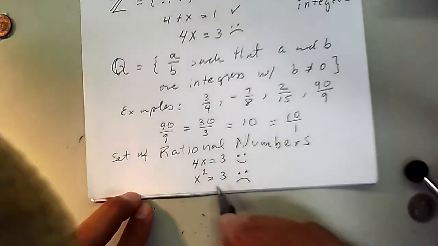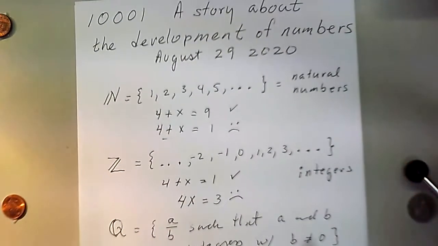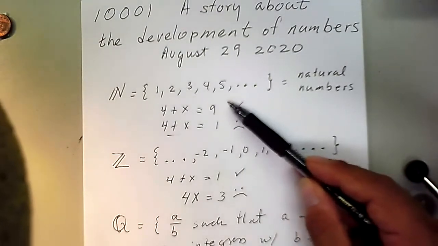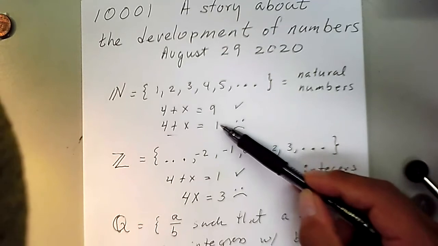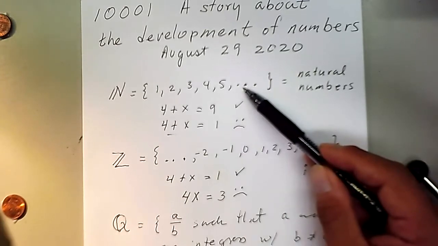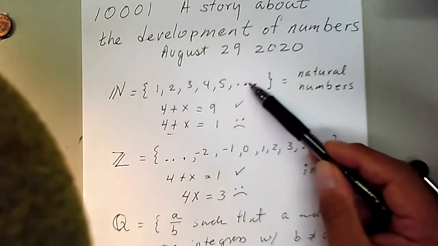We cannot solve this equation with the set of rational numbers. Along the way, we have had the same kind of problem. First, we started with natural numbers, and we're okay with this kind of equation. Modify the equation a little bit, and we cannot solve the equation with those numbers. That set was not sufficient.